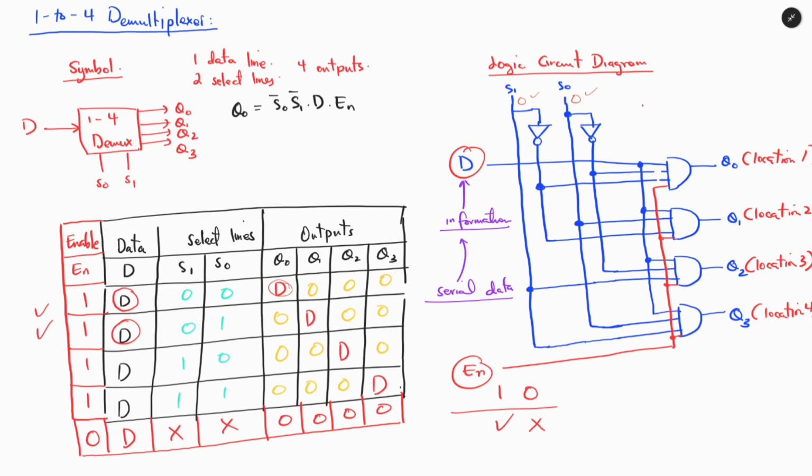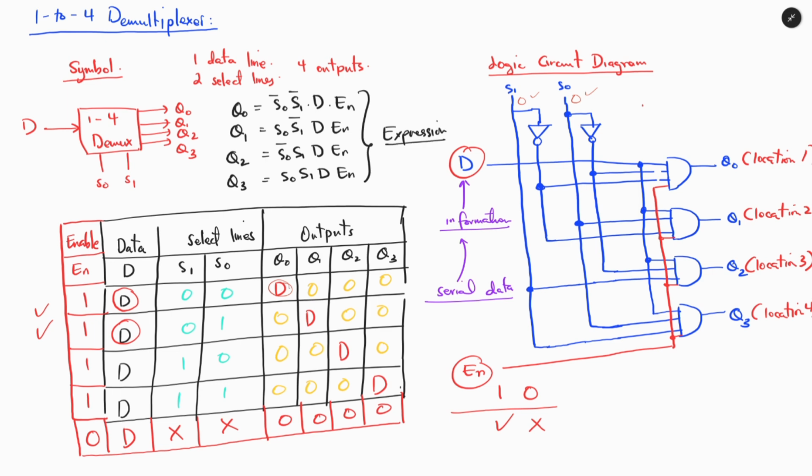So this can be the expression, and for Q1, we have S0 and S1 inverted, and the data line and the enable. As for Q2, we have S0 inverted, S1, D and the enable, and Q3 will be equal to S0, S1, D, and the enable. So this will be our expression for the 1 to 4 demultiplexer.